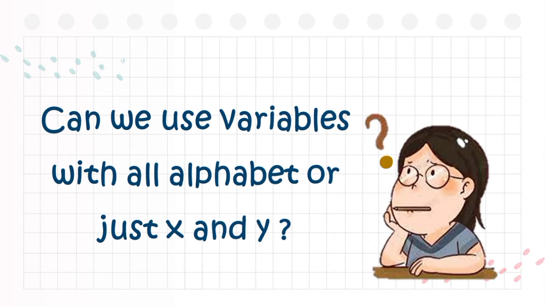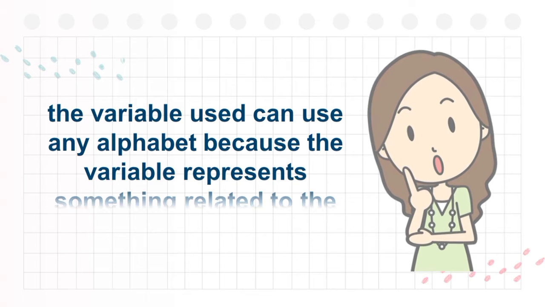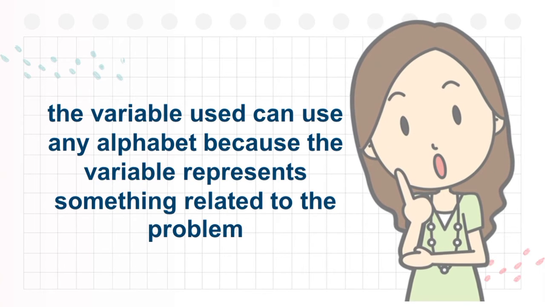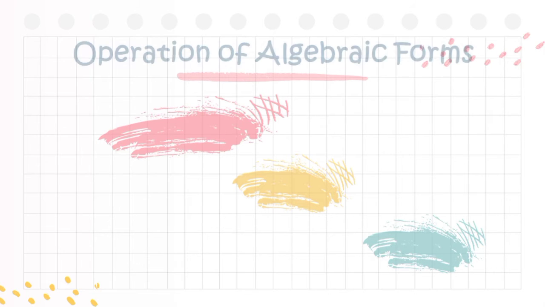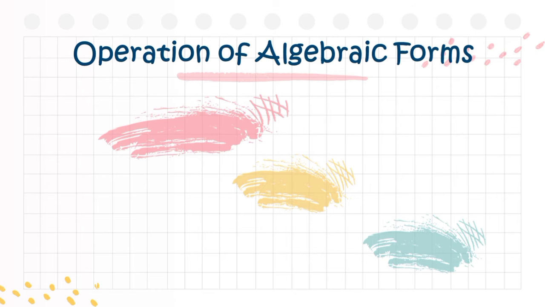If anyone asks, can we use variables with any alphabet or just x and y? The answer is you can use any alphabet as a variable because the variable represents something related to the problem. So far, have you been able to understand or think about algebra in our daily life? Before I explain, let's move on to the next material.